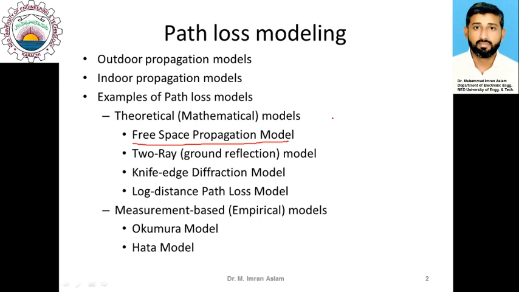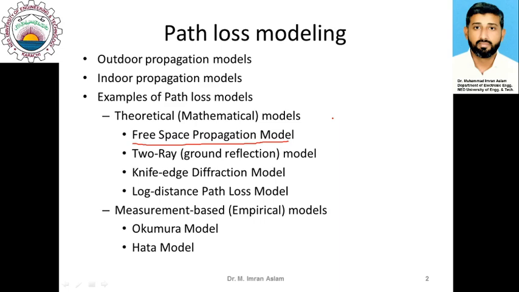Then we started the discussion on the two-ray, also called ground reflection, model. The free space model is generally used for open environments only. Most practical environments differ from free space behavior, so a relatively better model is the two-ray ground reflection model, for which we started the discussion and obtained some mathematical results. We will continue the topic in this lecture.